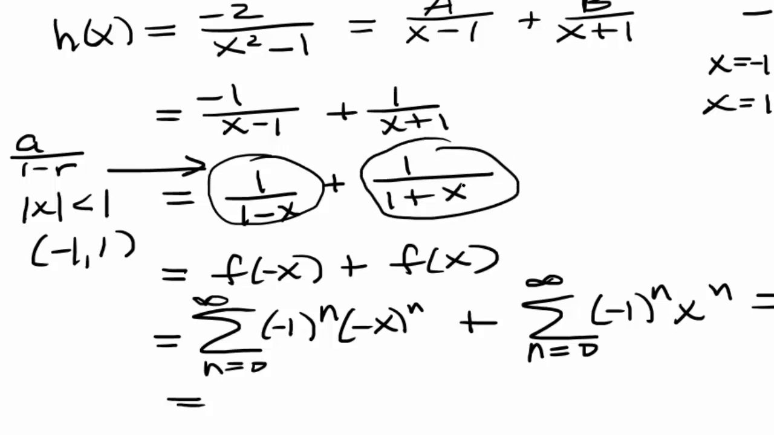Similarly, this is matching a over 1 minus r if r happens to be negative x, because that's 1 over 1 minus negative x. That would mean the absolute value of negative x needs to be less than 1 for convergence, and that's still going to happen on negative 1 to 1. So the intersection of negative 1 to 1 with negative 1 to 1 means that we still have an interval of convergence of negative 1 to 1.